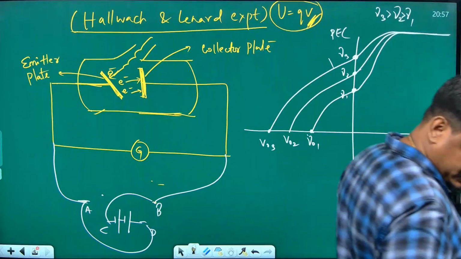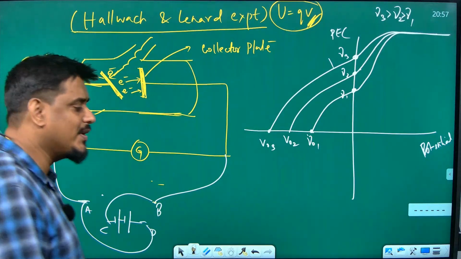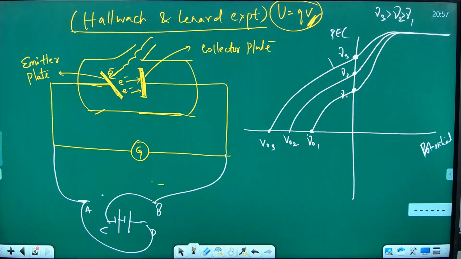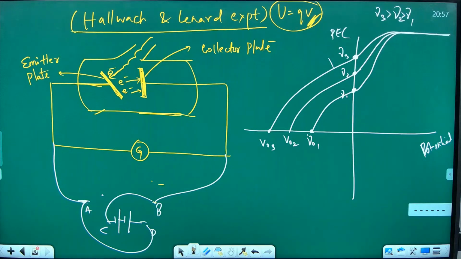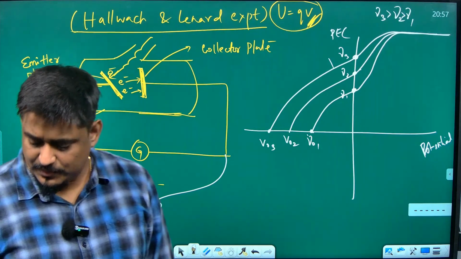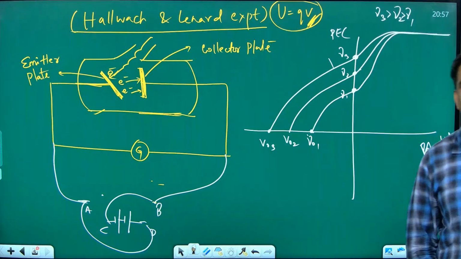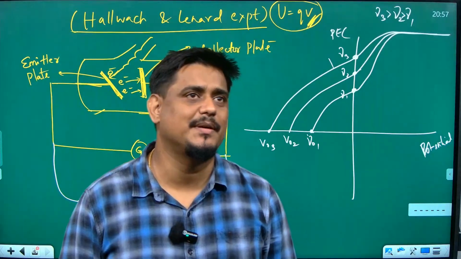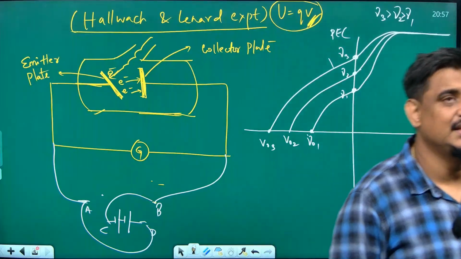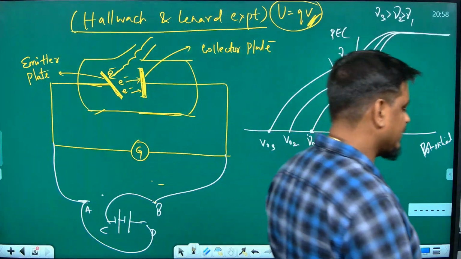You can write: increasing the frequency of incident radiation increases the maximum kinetic energy possessed by the electrons, and does not affect the number of photoelectrons emitted per second.